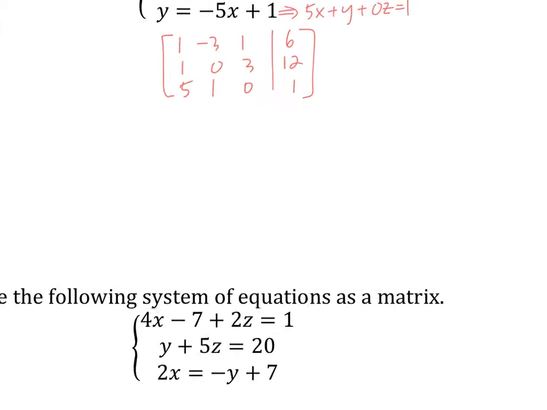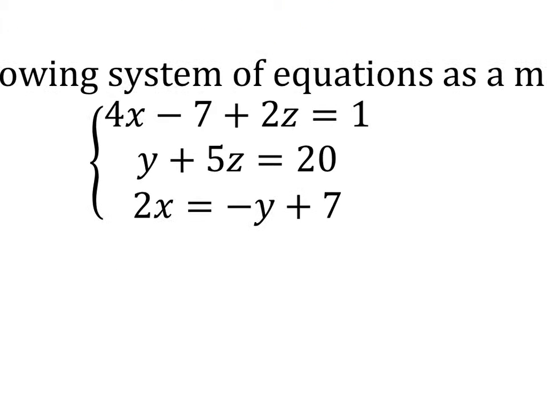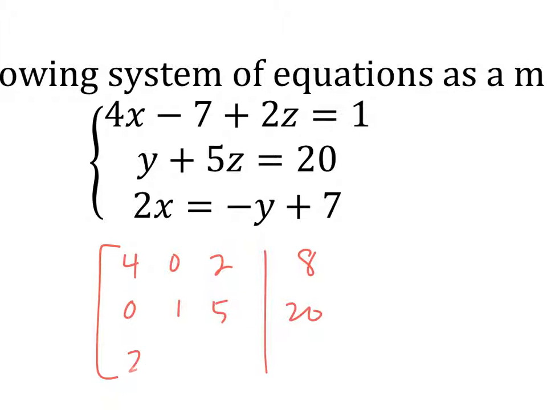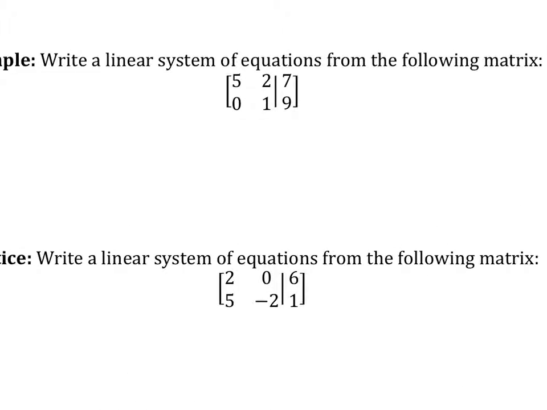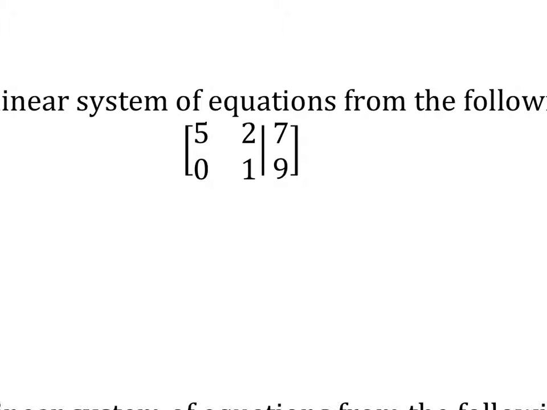Let me know when you're done so I can double check. All right, so this becomes 4, 0, 2, 8, 0, 1, 5, 20, 2, 1, 0, 7. All right. Now, let's practice one more kind. We are going to go back from a matrix into equations. Okay, so kind of just going backwards. So just to recall, this part is x, this part is y, and this is the constant. And then the line is that equal sign.